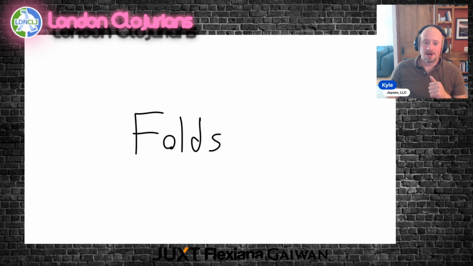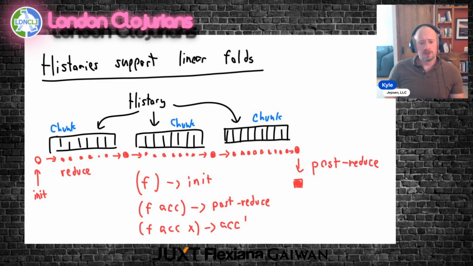One of the other superpowers of new histories is that you can fold over them. Histories support reduce, just like vectors do. The way it's implemented is to construct an initial object, the accumulator. You reduce over the first chunk, and then you could, if you wanted to, let the garbage collector eat it. You parse the second chunk and you reduce over that. You parse the third chunk, you reduce over that. And you go all the way through the chunks until you've completed.